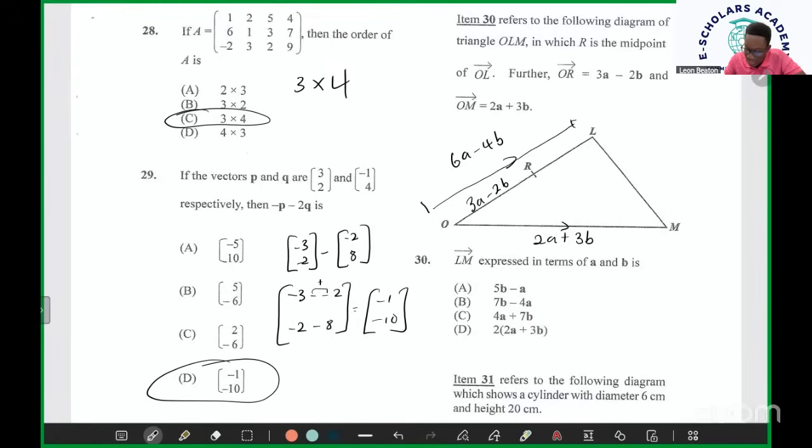So if you want LM, the worry is we're going in that direction. So everything has to be negative, because this thing is going in that direction. So this will be negative 6A, and this negative 4B will turn to plus 4B. And then we add now 2A plus 3B, since we're going in the same direction. So we put all this together.